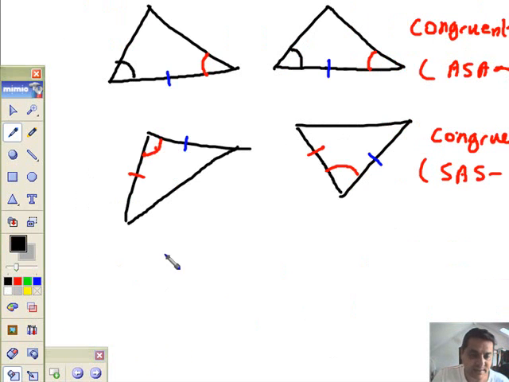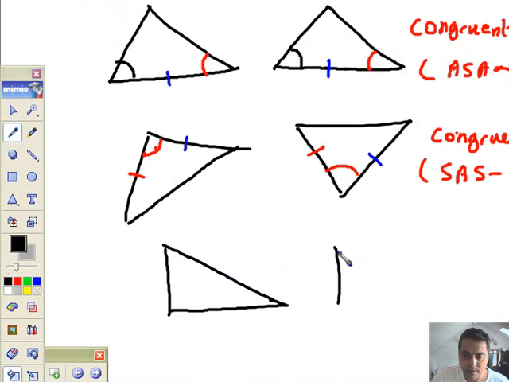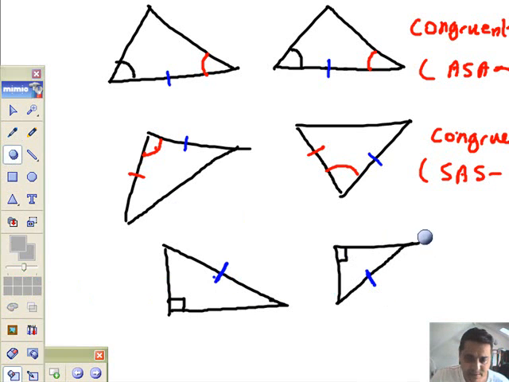Now here's one that stands all alone. You're given this, and say you're given something like, I don't know, that. You're given the fact that there is a right angle present, and you're given the length of the hypotenuse, so that matches that one. Remember, the length opposite the right angle is the hypotenuse.